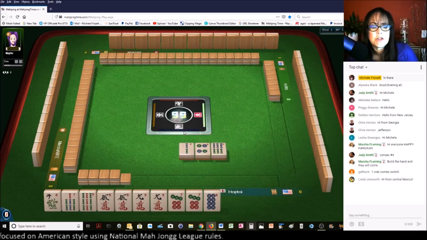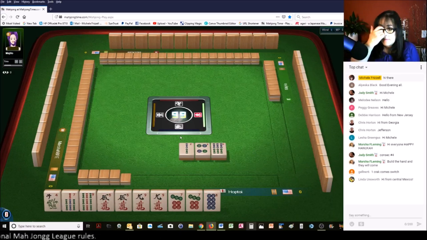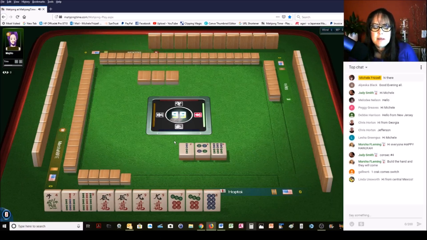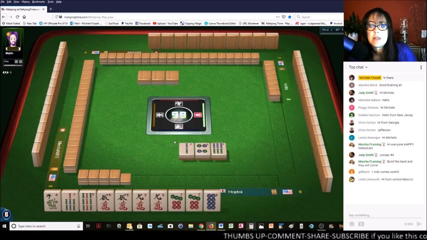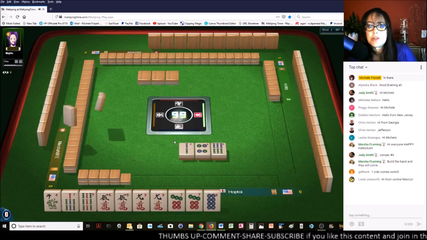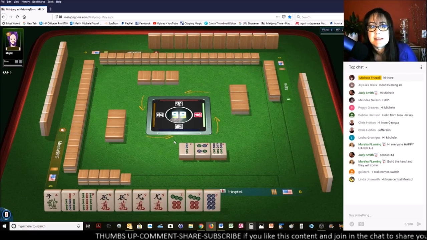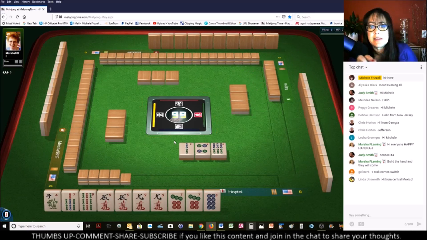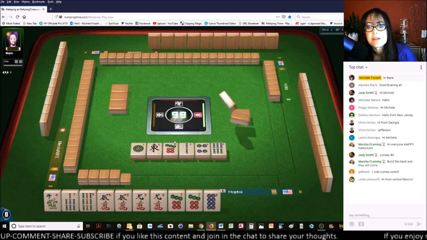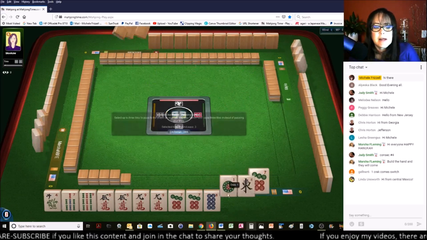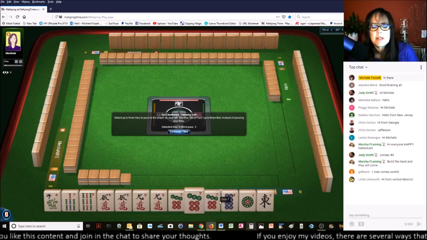It'd be nice to get a white dragon. Maybe we could play a knitted hand. The knitted hands are when the middle block matches the dragon on the end. So it goes suit one, suit two, suit one, matching dragon to suit two, if that makes any sense. It kind of weaves its way through the hand. That's why it's called knitted. All right, now we have a strong multiple, a seven.